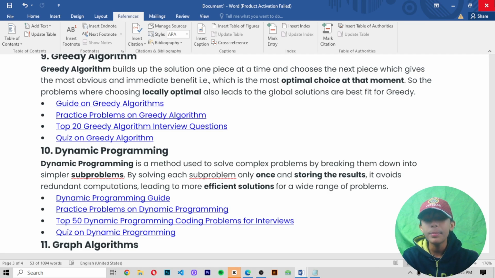But when you use dynamic programming, it is easier to solve the multiple answers of a question in seconds. Dynamic programming is a method to solve a complex problem by breaking it into simpler subproblems. By solving each subproblem only once and storing the results, it avoids redundant computations, leading to more efficient solutions for a wide range of problems.